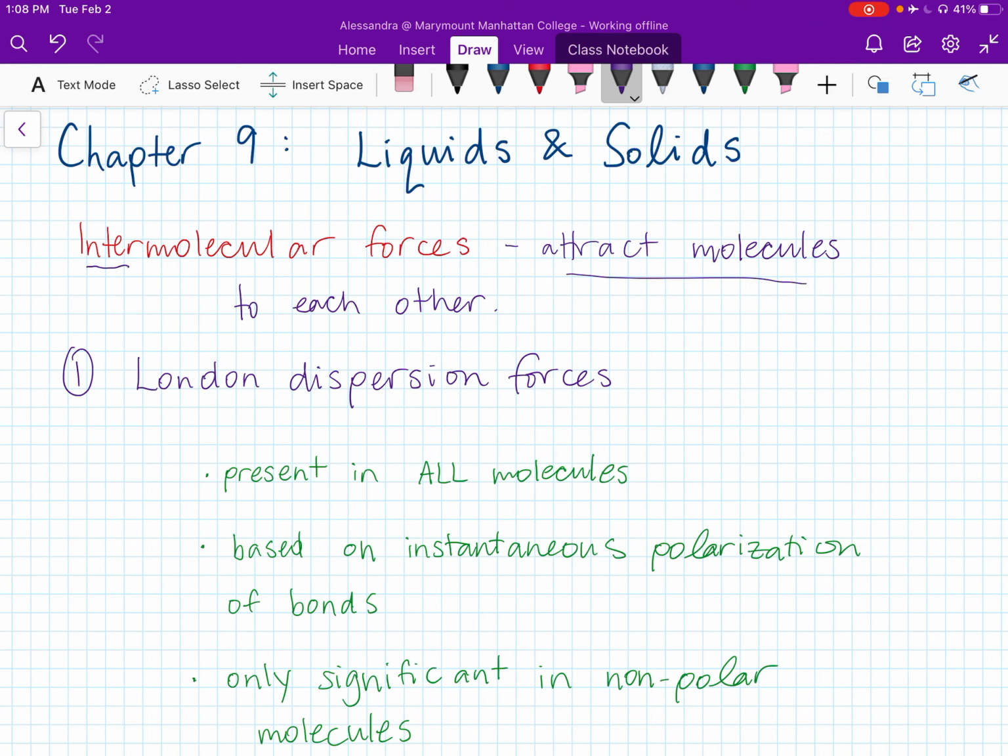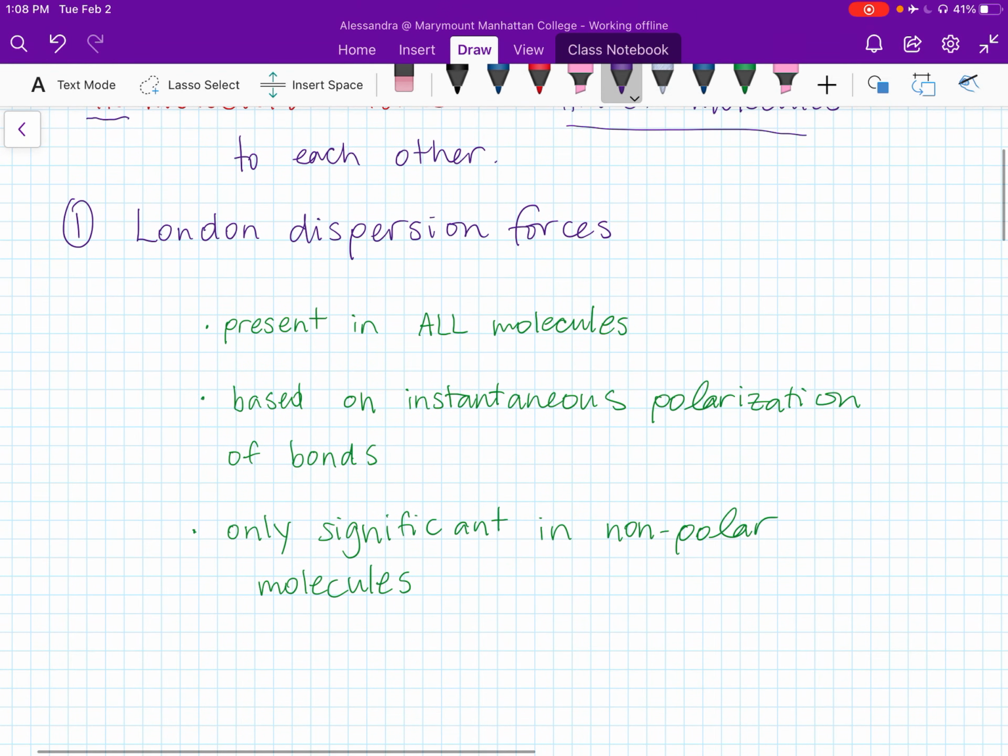And liquids and solids, unlike gases, are condensed phases. So compared with gases, liquids and solids are going to have stronger intermolecular forces. And since solids are more condensed than liquids, solids are going to have, on a relative scale, stronger intermolecular forces than liquids. That's what holds the molecules together in the condensed phase. Okay, it can be molecules or particles, but we'll talk more about that in just a moment.